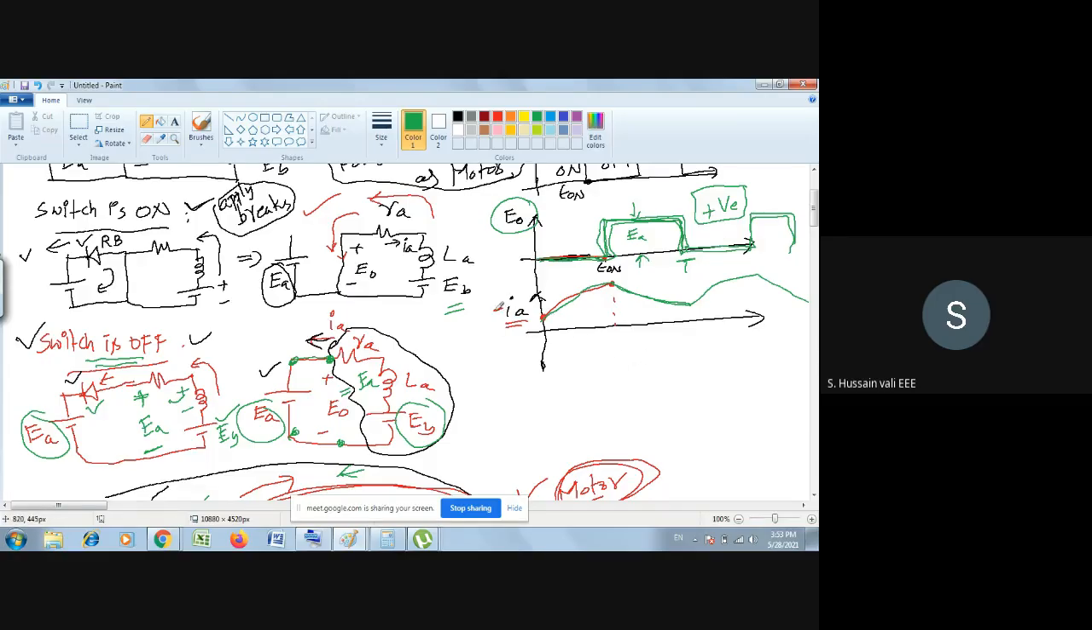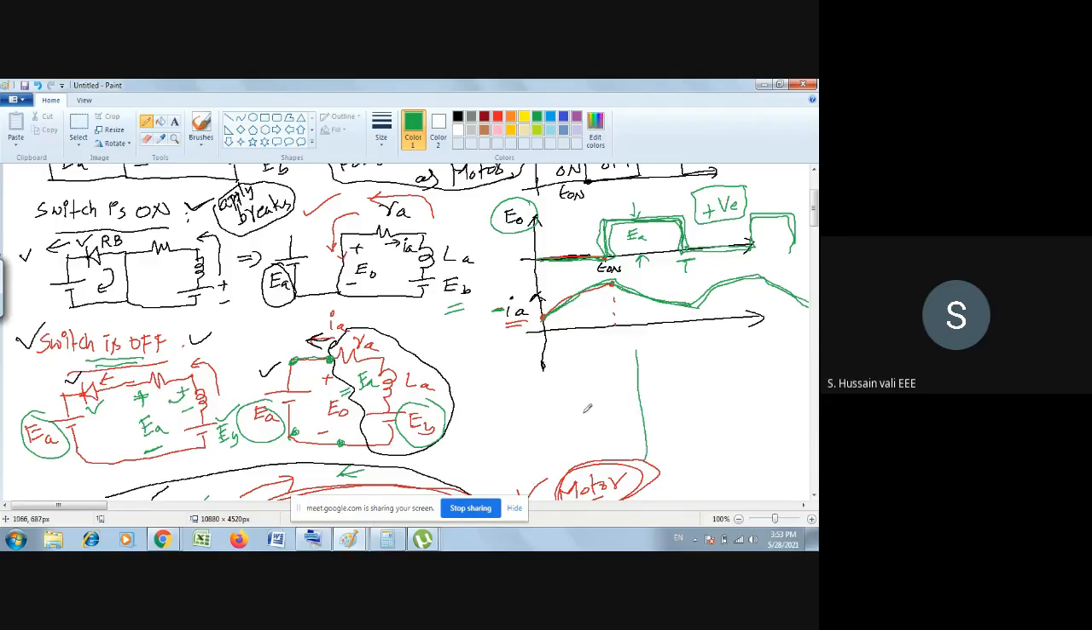I have drawn the waveform for minus IA because the current has totally reversed. Whether the switch is on or the switch is off, the current is always from right side to left side only. Whereas the conventional direction which we have taken is from left side to right side, that is, from source to the motor. But the current in this case is from motor to source. So the current is always negative, whereas the voltage is always positive.